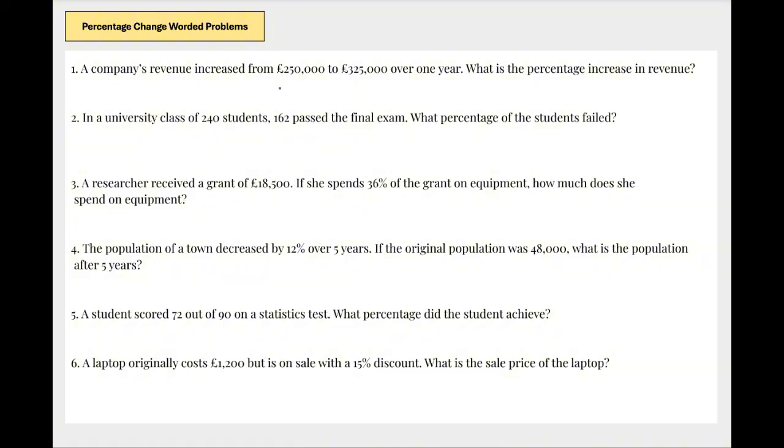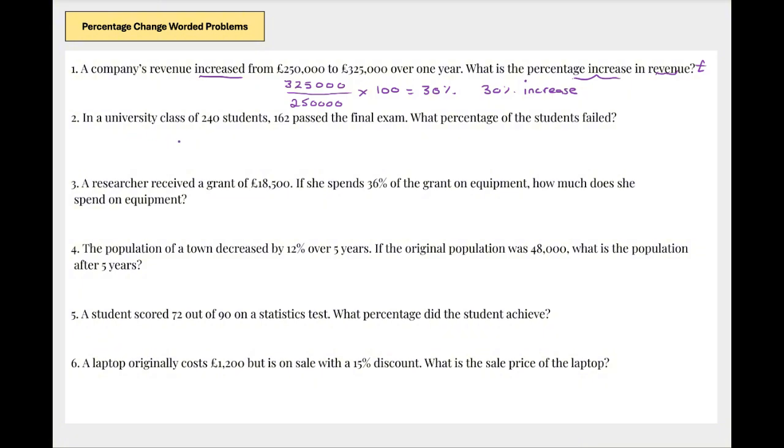So a company's revenue increased from 250,000 to 325,000 over 1 year. What is its percentage increase in revenue? That just means money. So we're going to do 325,000 all over 250,000. And we want the percentage, so we're going to times it by 100. So the answer to this question is 30% increase. Nice and easy, that one.